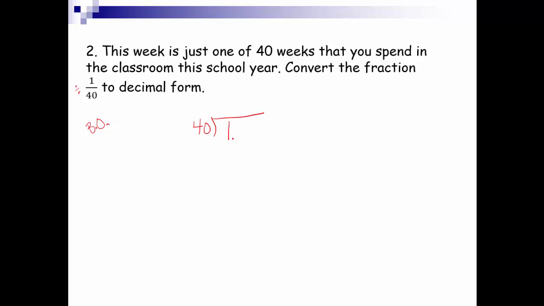Then I ask, what goes after that 1? If nothing appears, a decimal point, and I carry that decimal point right up. 40 goes into 1 0 times. So then I add a 0 after the decimal point. How many times does 40 go into 10? 40 goes into 10 0 times. 0 times 40 is 0. We still have 10 here, but now I have to bring down a 0 placeholder.